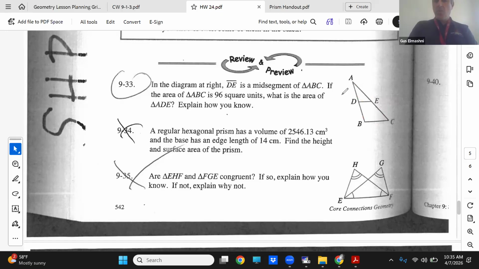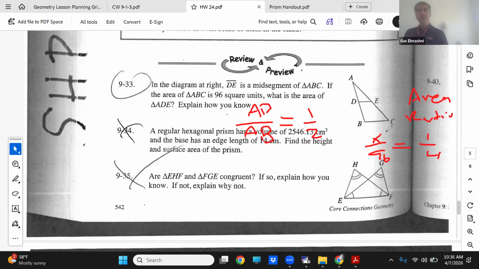Now, if 96 is the whole thing, we know AD to AB. AD is this guy, AB is the whole thing. What's that ratio between those two? 1 to 2, right? So what would the ratio of the areas be? 1 to 4, correct. And if the big one is 96, then guess what? You just have a proportion and you're home free. You could totally solve it. So that's what you could do. And I think that would be 24.